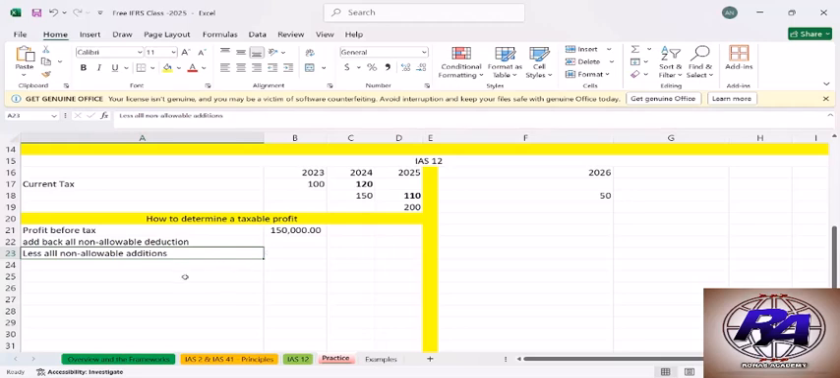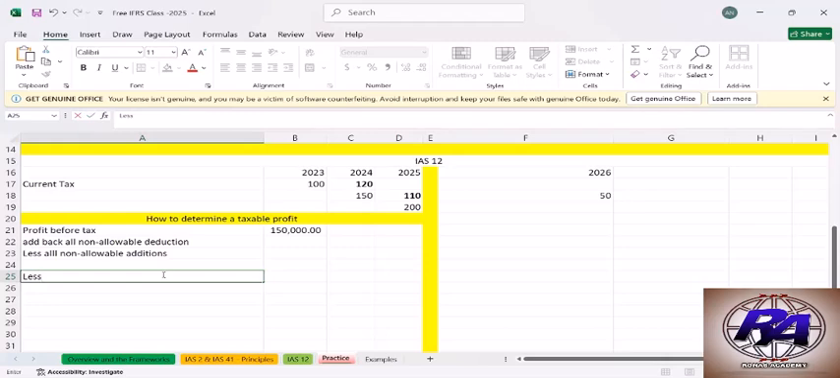Then after you've done that, you will now less the allowable deductions, mostly what we call capital allowance. In respect of the depreciation, the tax authorities will give you what we call capital allowance. Capital allowance is also a very broad topic on its own in taxation courses, and it's not treated in income taxes.